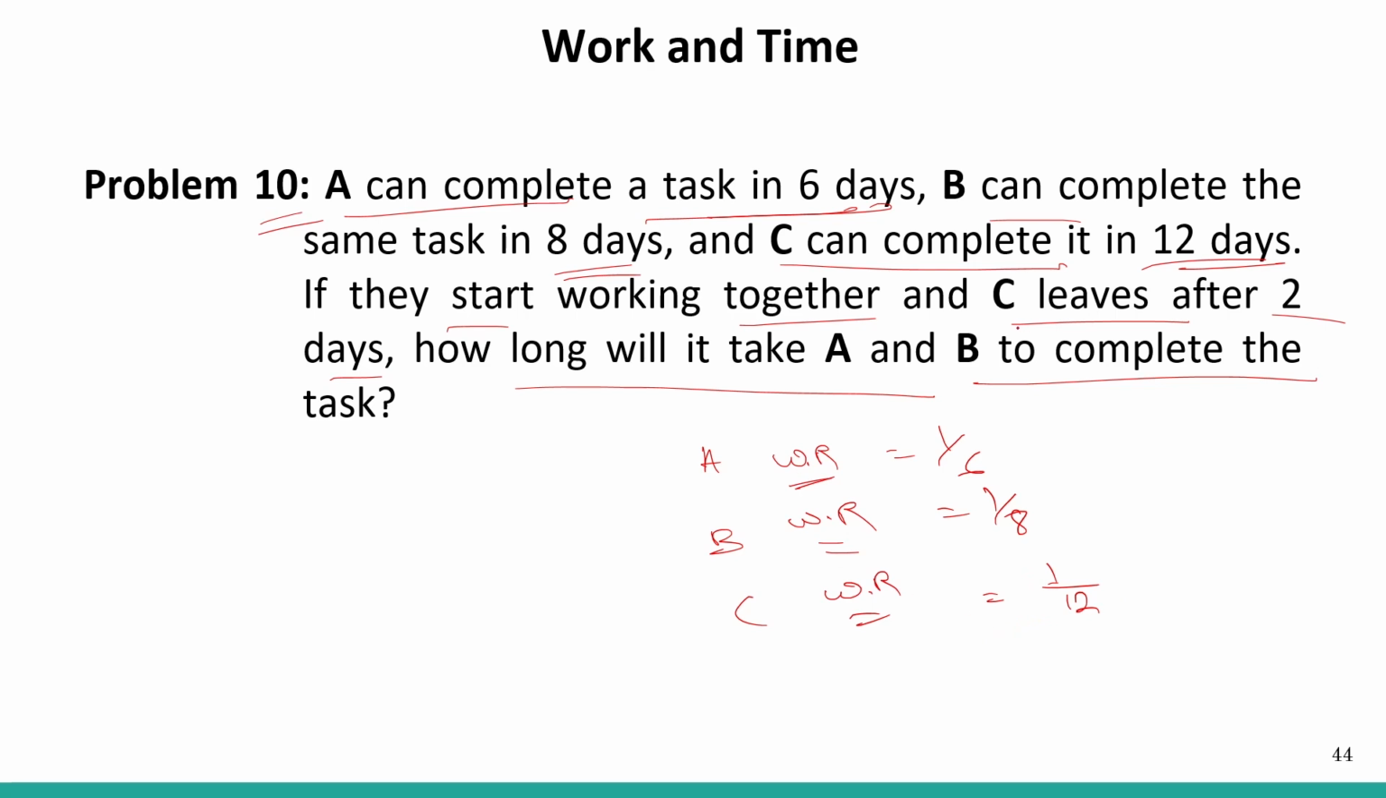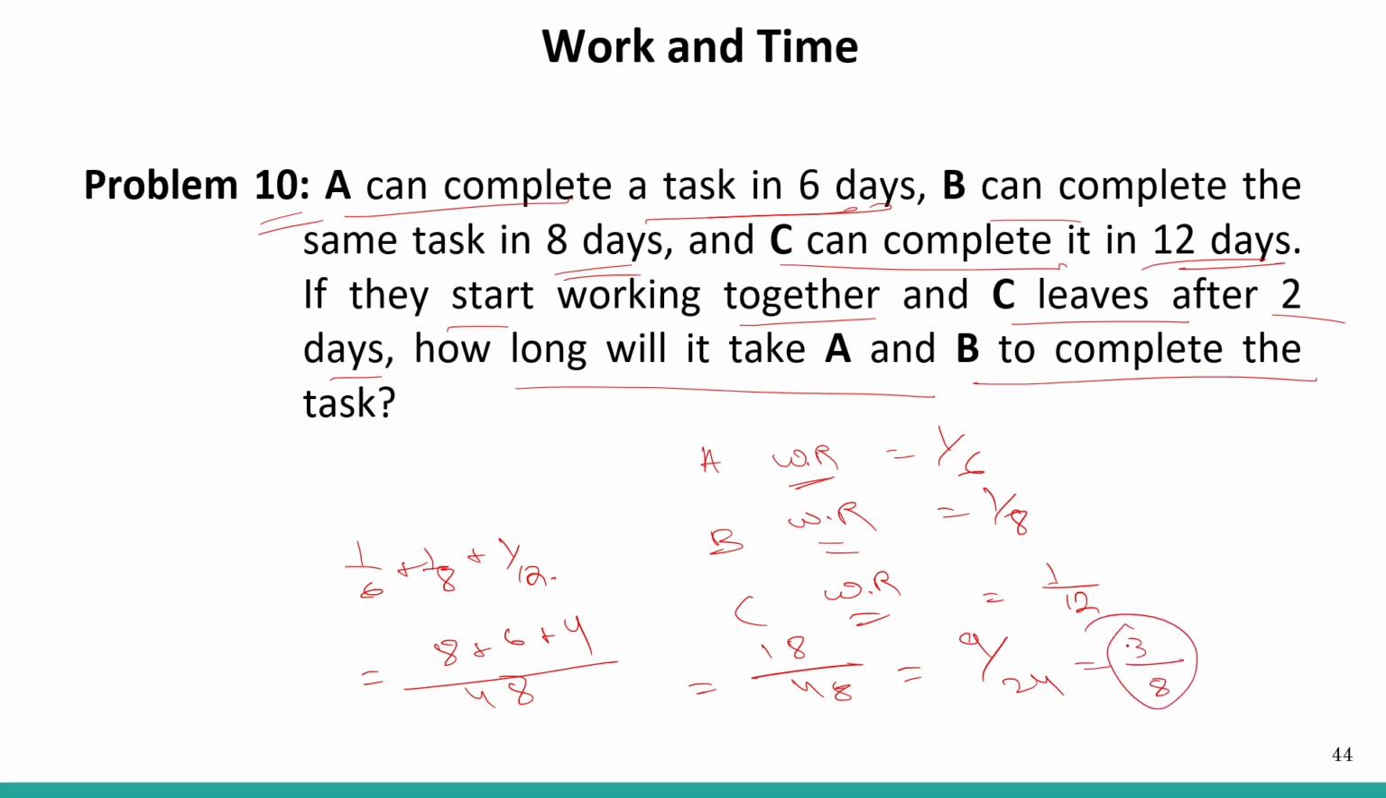Let's say they start working together. So 1 by 6 plus 1 by 8 plus 1 by 12, right? The numbers are 6, 8, 12, so 48 becomes the LCM. So this will be 8 plus 6 plus 4, which is 18. 18 by 48 is equal to 9 by 24, which is equal to 3 by 8. So 3 by 8 is their combined work rate.